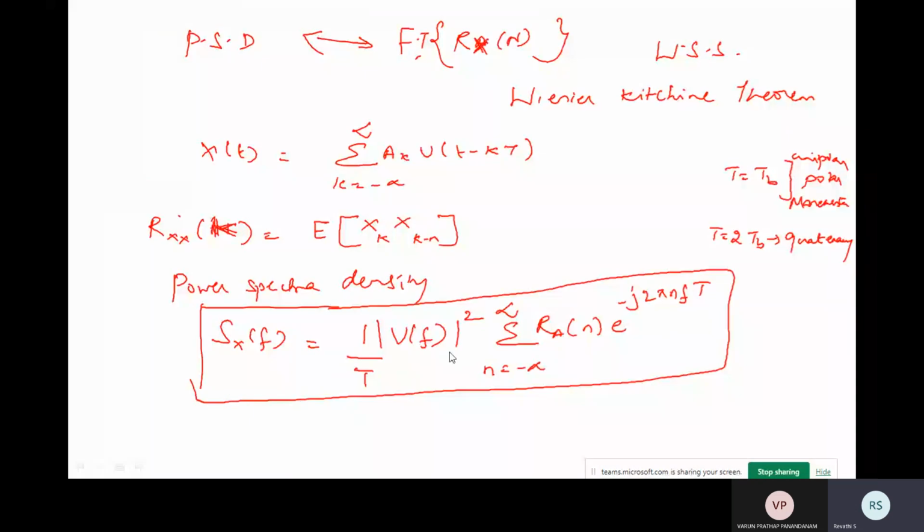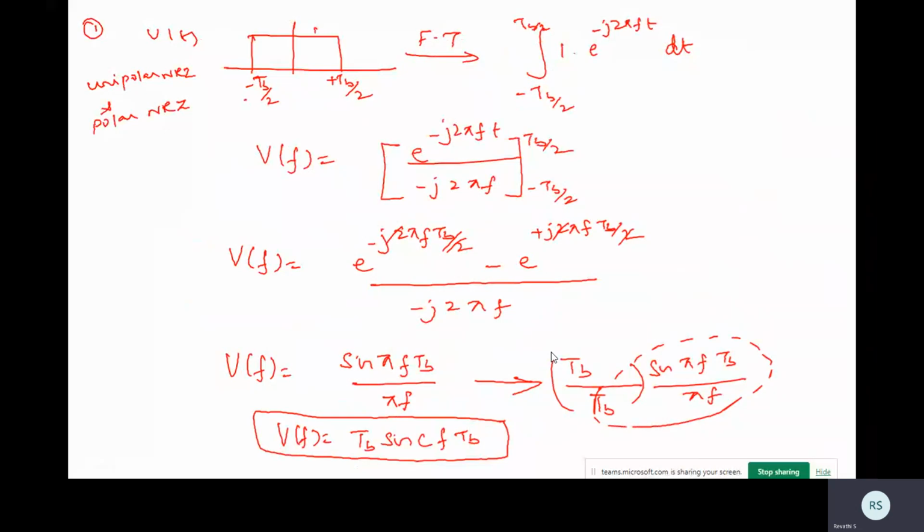This is the generalized equation we have seen. Here V of f is the Fourier transform of v of t, and RA of n is the autocorrelation function of ak. We started understanding how to derive V of f from v of t. First is the unipolar and polar format, where you have the same kind of basic pulse. Here this is v of t. You take the Fourier transform, and we got V of f, which is TB sinc of f TB.